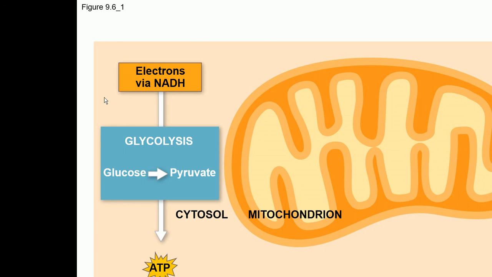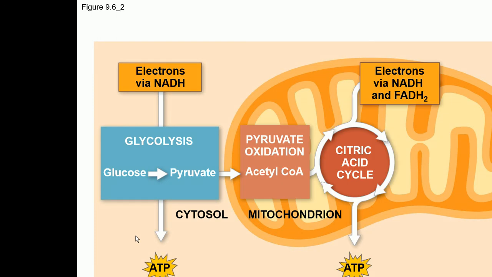The first stage is glycolysis, in which glucose is converted into pyruvate and produces two molecules of ATP, and these molecules of ATP are produced by the process of substrate level phosphorylation. Then this pyruvate is converted into acetyl coenzyme A. Pyruvate has three carbons, acetyl coenzyme A has 2 carbons, and here the first molecule of carbon dioxide is released.